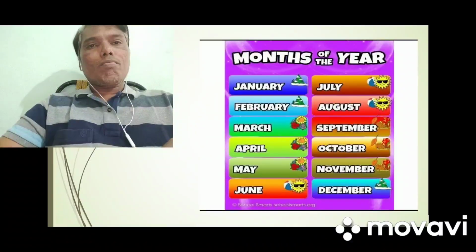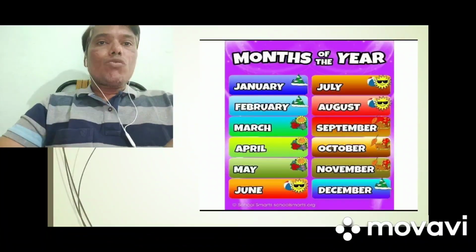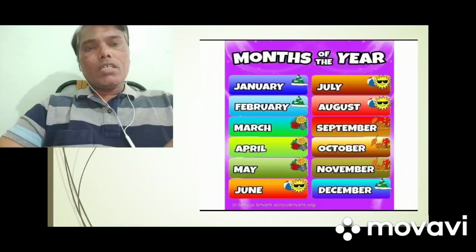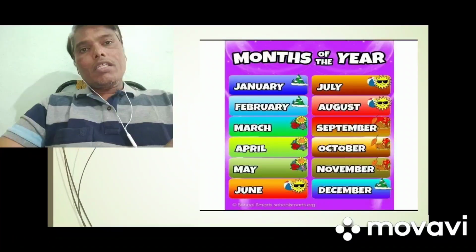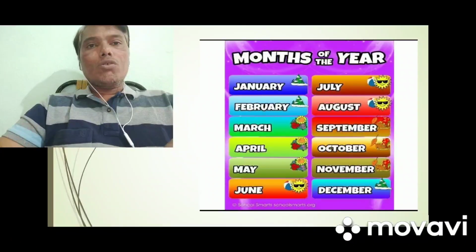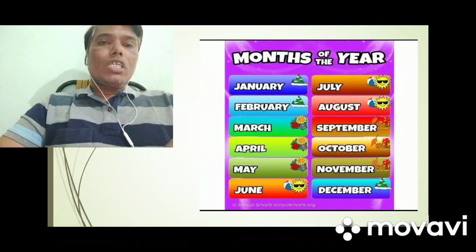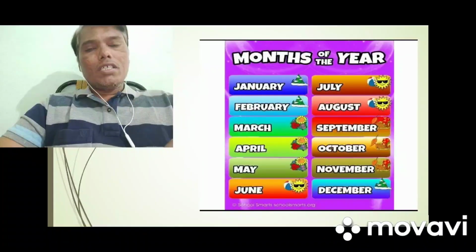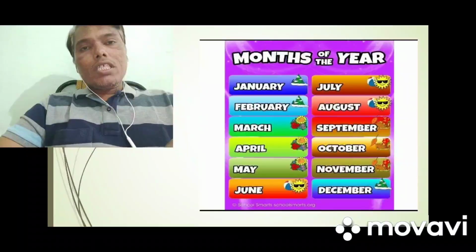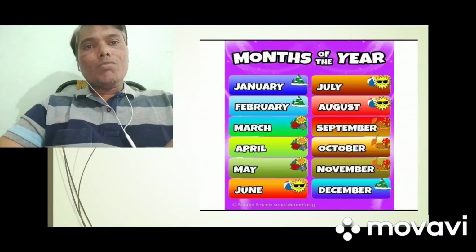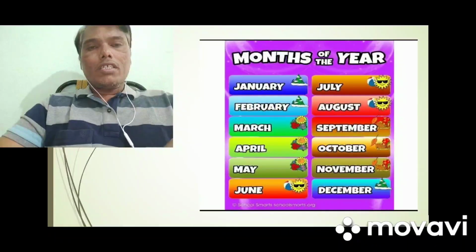Observe one more picture. How many months are there in a year? Every year will have 12 months from January to December. In 2019 there were 12 months. This year 2020 has 12 months. The next year, 2021, will also have 12 months. So the number of months in a year has a fixed value, it is not going to change.